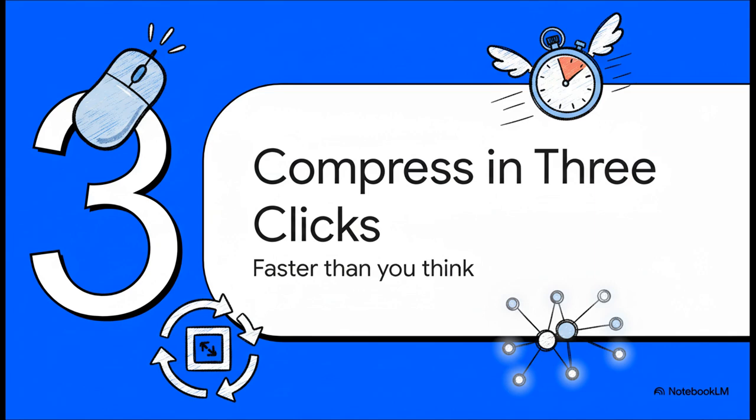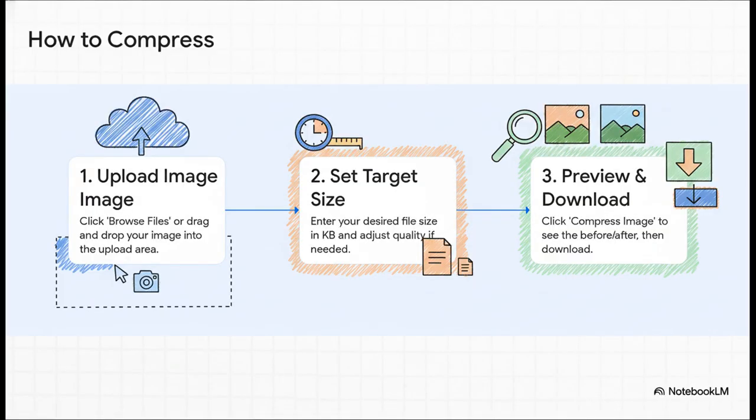Now, I know what you might be thinking. This sounds super technical and complicated. But honestly, it's not. You can get perfectly sized images in just 3 simple clicks. It is genuinely faster and easier than you think. The whole process is incredibly simple. Okay, step 1, you just upload your image. Step 2, you type in the exact file size you need in kilobytes. And finally, step 3, you check out the preview to make sure it still looks awesome, and then you just hit download. That's it. It's that easy.